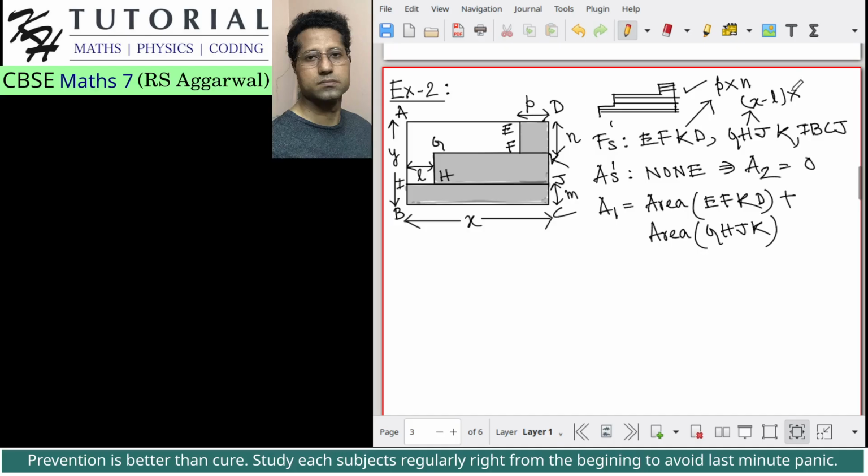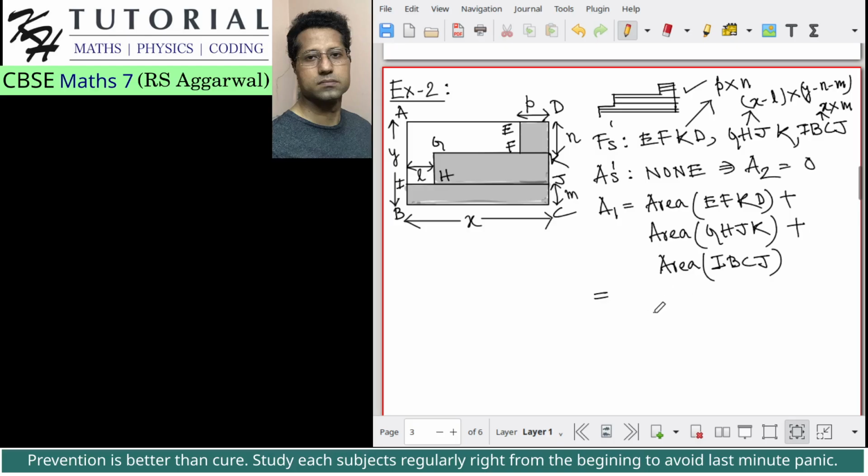as I can see, its width will be y minus n minus m. Okay, and this one, IBCJ, the rectangle IBCJ, the length is x and the width is m. Okay, so we have plus the area of IBCJ. So this will be the area of EFKD.